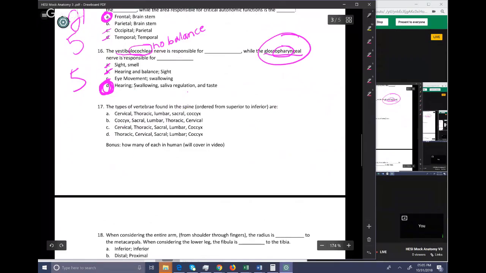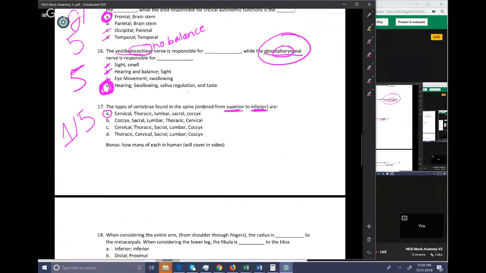The types of vertebrae found in the spine are, this would be a combination of Anatomy 1 and 5. And I added a bonus. I added it as a bonus because I don't want you to take points from yourself for not knowing the numbers. You do need to know right off the top of your head that it is A. Remember, we're going from superior to inferior. Always have to be very careful when directional terms are used because it's so easy to accidentally flip them.